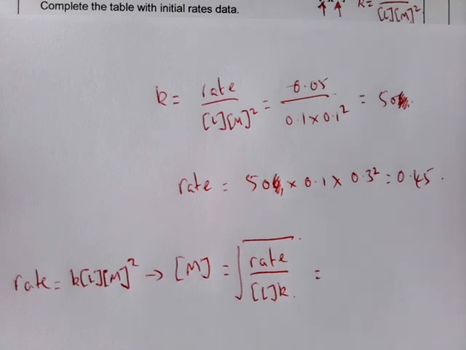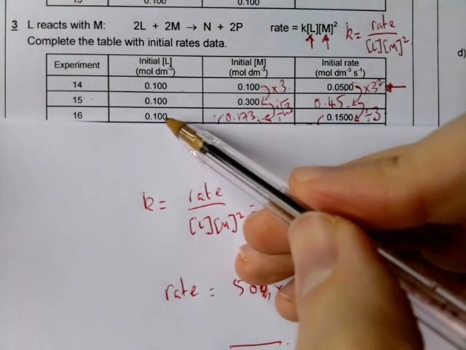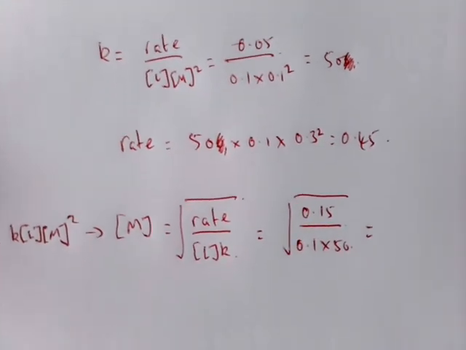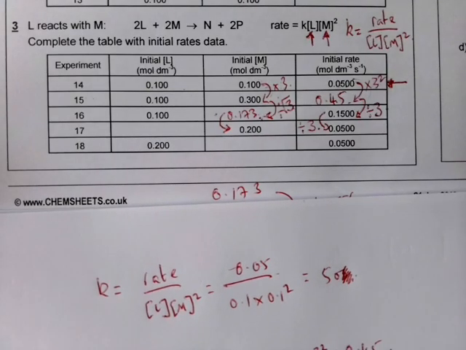So now I put the numbers in. The rate is 0.15, so it's 0.15 divided by L, 0.1, times my rate constant, which is 50, all square rooted. Oh, you can't see that either. Okay, there you go. So it's 0.15 divided by 0.1 times 50, all square rooted, gives you 0.173. So you can do it that way as well, all right.